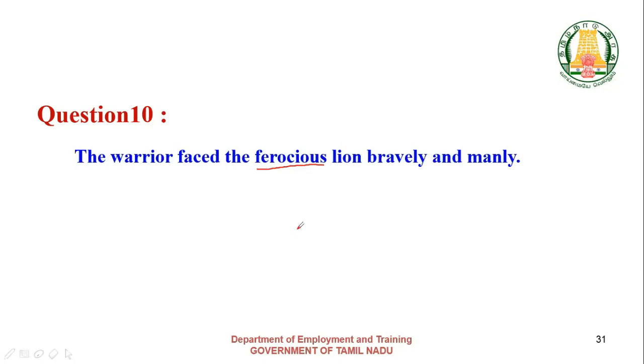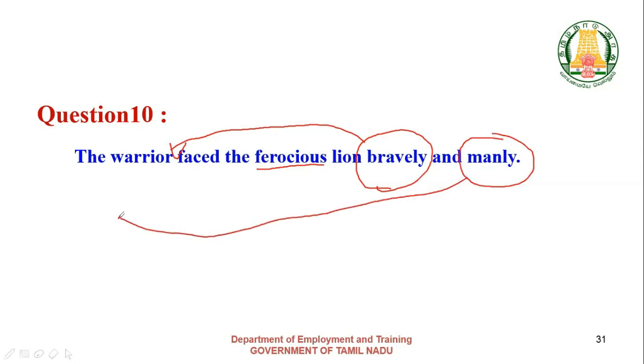We have to rewrite the sentence for a better understanding, for a good grammatical sentence. The warrior, and we'll take the word bravely, this word should come here. The warrior bravely faced the ferocious lion. What about this manly? This word should go here. The manly warrior bravely faced the ferocious lion. This is the correct construction of the sentence based on the grammar.